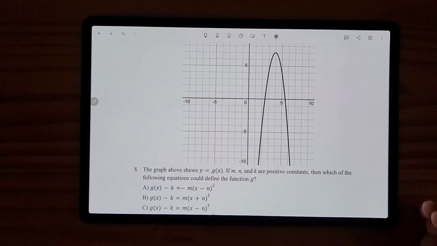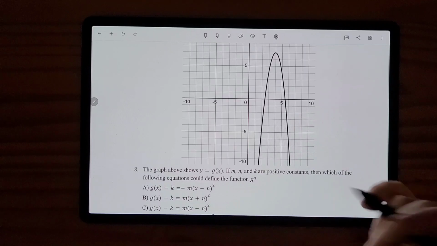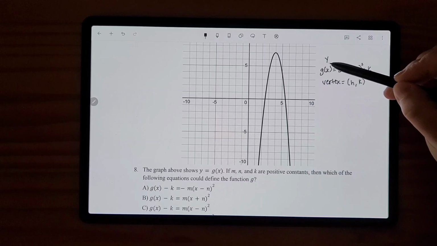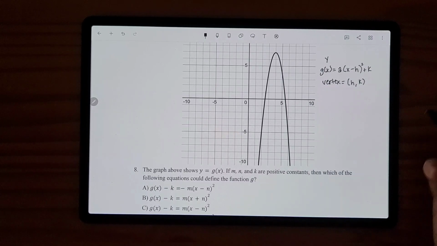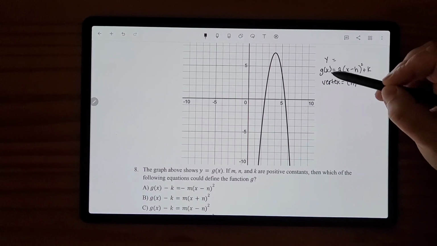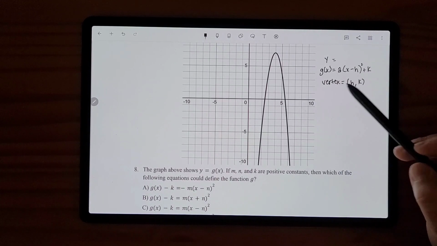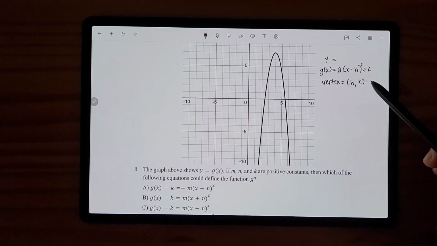And we know m, n, and k are positive constants. So this is requiring you to remember a specific formula that refers to quadratics, and parabolas, whichever term you want to use, which is what we have here. And this is the formula. We usually just write a y instead of g of x, but they told us y is the same thing as g of x in this case, so y is equal to all of that, or g of x is equal to all of that, where h and k are going to be your vertex in the context of this formula right here.